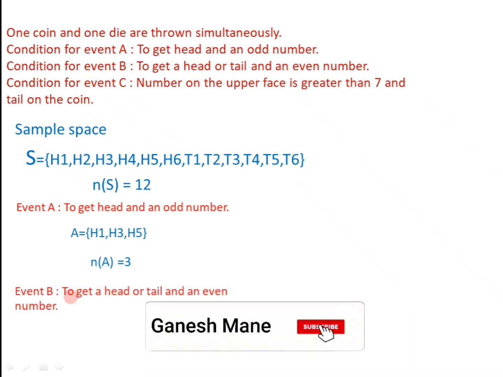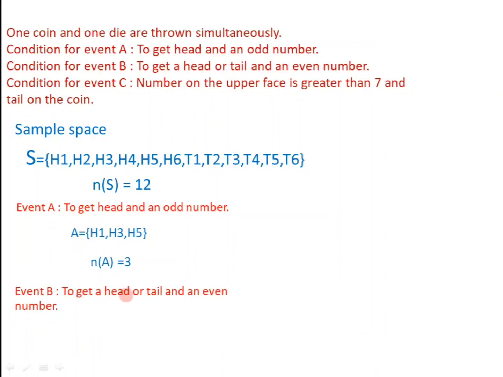Event B is to get head or tail and an even number. Now here we can get either head or tail on the coin, and the number on the upper face of a die must be an even number. So set B has elements H2, H4, H6 as head on the coin and the number is even, that is 2, 4, 6. On the coin we can have tail also. That's why we should take T2, T4 and T6 also in this set. So in all we get 6 elements. That's why n of B is equal to 6.